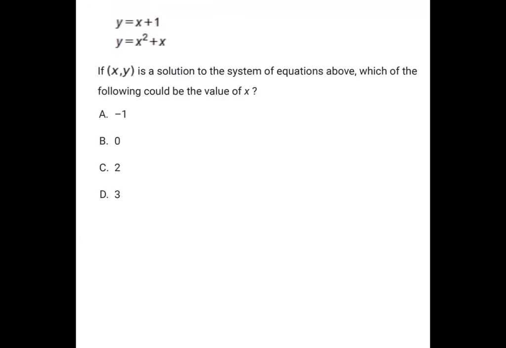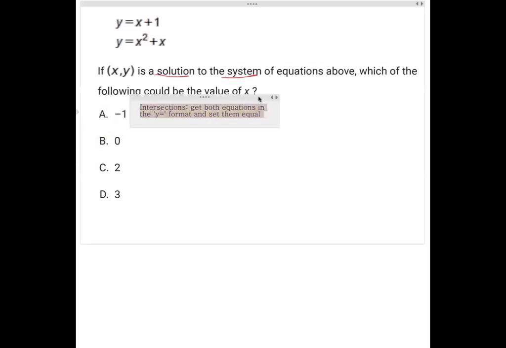In this question, we have an intersection. We're just being asked for the solution to the system. But if you have a system, which is the idea of having more than one function, and you're asked for the solution, that is an intersection, whether or not they specifically say the word intersection. And for intersections, we want to get both of our equations in the y equals format and set them equal.